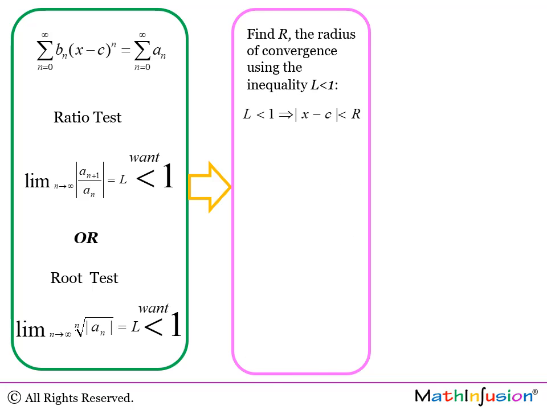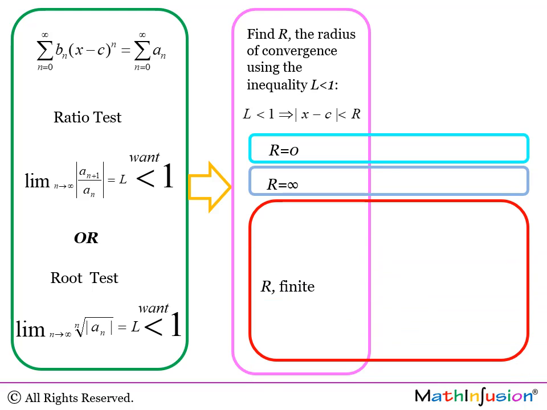We are going now to find R, the radius of convergence, using the inequality L less than 1. We are going to do algebra, which is usually very simple, and we will figure out for what R, if L is less than 1, we can get the absolute value of x minus c being less than r. We are going to have three cases: r equals 0, or r equals infinity, or r is a finite number.